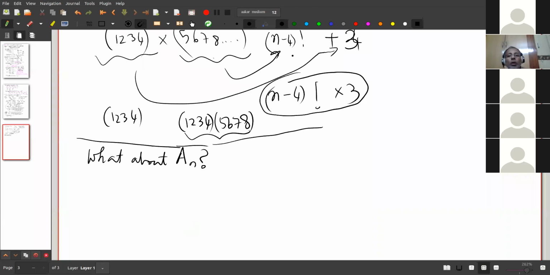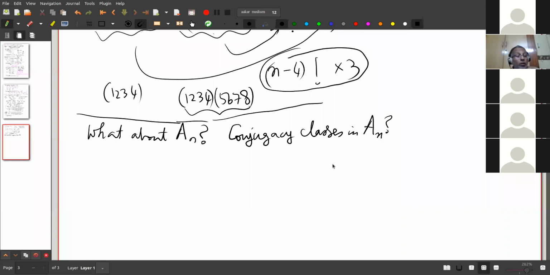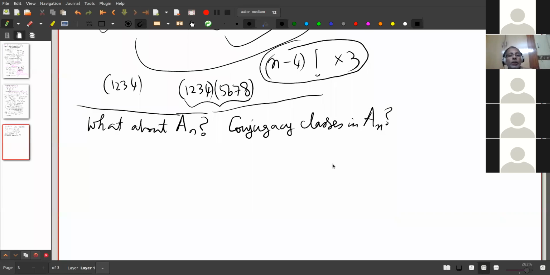Okay, so how about conjugacy classes in An? Shall we apply the stabilizer orbit theorem in this group? You can always apply the stabilizer orbit theorem. It's in general true that, as G-sets, the coset space of the stabilizer is isomorphic to the orbit of x as a G-set. So this is a G-map.